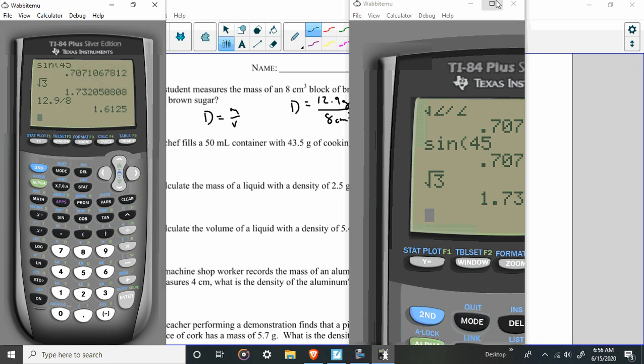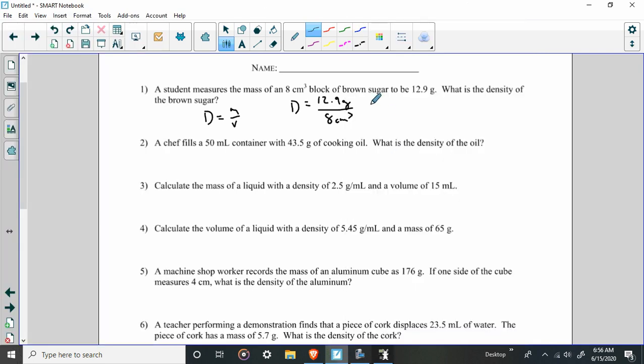We're going to get 1.6125. The density is equal to 1.6125 grams per centimeter cubed. Okay, so your units are actually a combination. It's going to be two different units. So it is worth noting that you need to have both of those there.